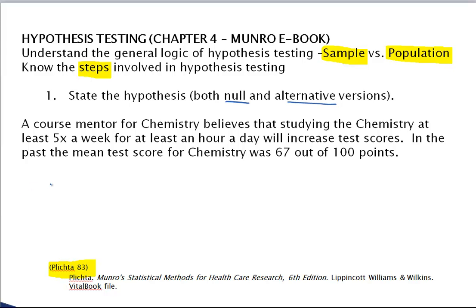A course mentor for chemistry believes that studying the chemistry at least 5 times a week for at least an hour a day will increase test scores. And in the past, the mean test score for chemistry was 67 out of 100 points. So when we look at that, the null, we should always think about the null is that it means no change. This is H0, we call it, and that means no change, the null hypothesis.